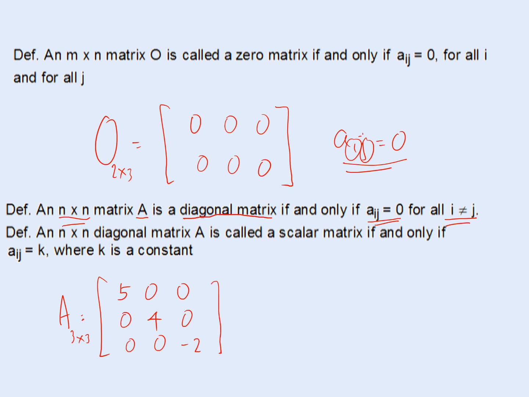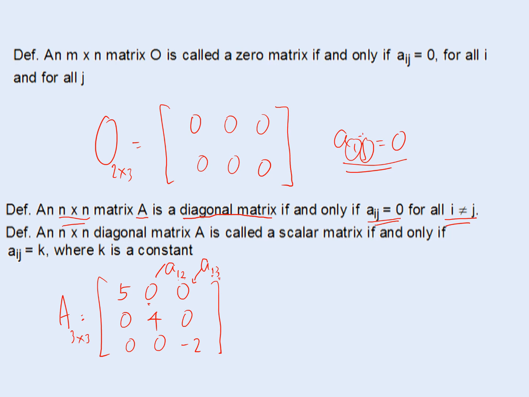So Aij is 0 for all i's not equal to j. Here we have the element A12, first row, second column. 1 and 2 are not equal. This 0 is the element A13. The row is row 1 and the column is column 3. 1 and 3 are not equal.